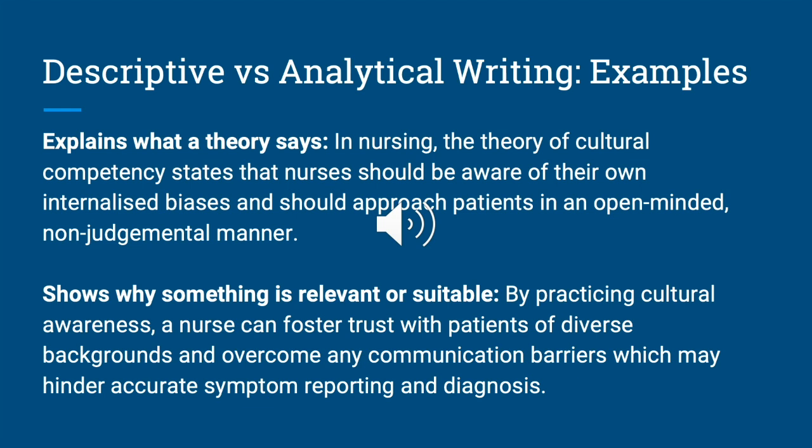For example, by practicing cultural awareness, a nurse can foster trust with patients of diverse backgrounds and overcome any communication barriers which may hinder accurate symptom reporting and diagnosis. So this sentence does talk about cultural awareness and what that means in terms of nursing and fostering trust with patients. But it shows why it's important, why it's significant.